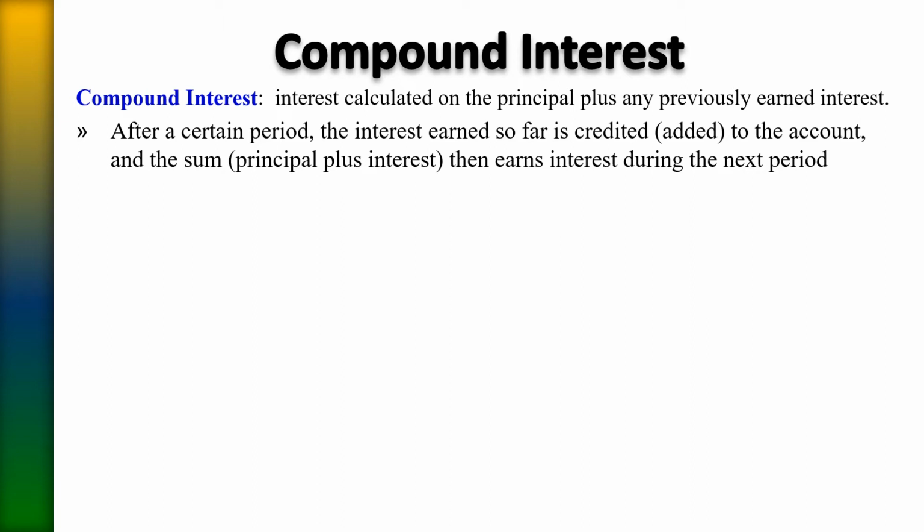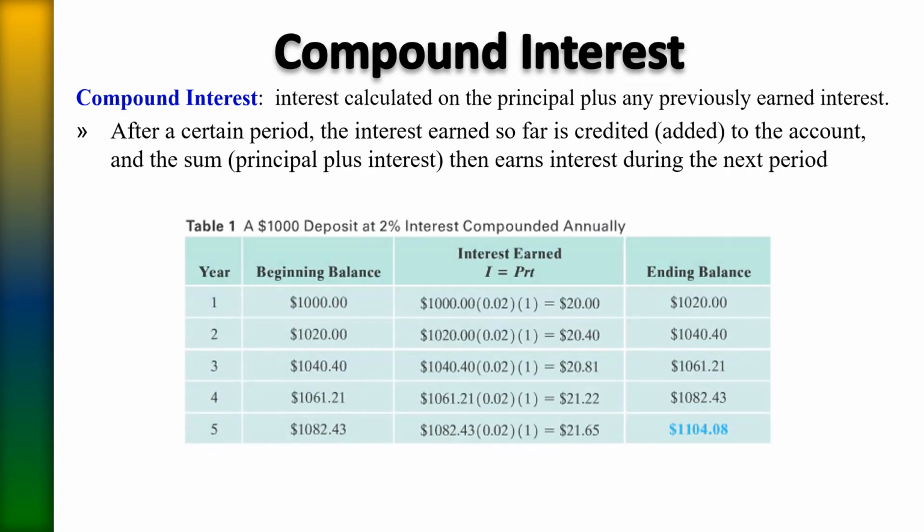So in other words, if you put a certain amount in an account, after a certain period of time it's going to earn interest, and that interest is going to be added to that principal amount that you put in, and then it's going to earn interest during the next period based on that amount. So here's what I mean. Here's an individual who deposited $1,000 into an account at a 2% interest compounded annually.